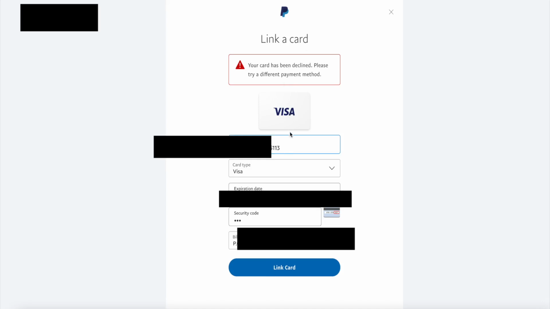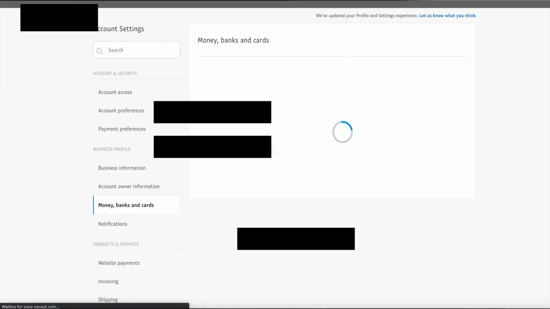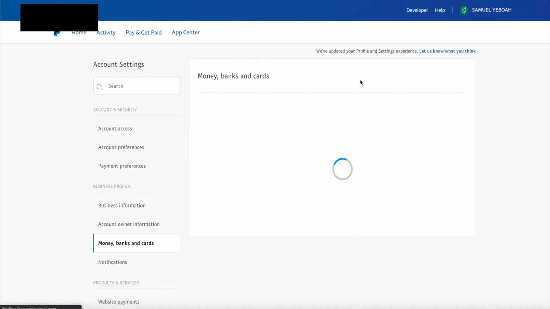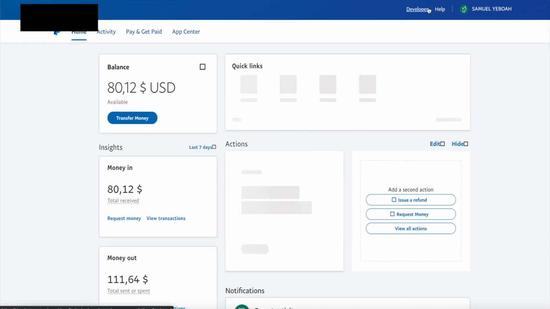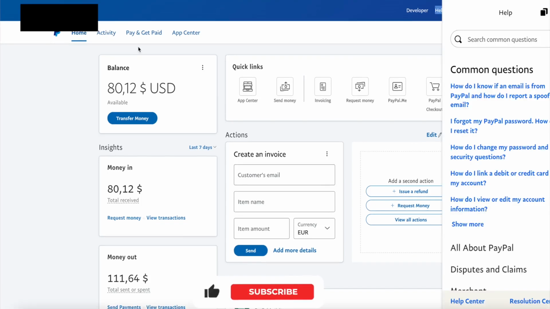I tried to find a solution, checked my credentials and tried linking a second card, but it still did not work. So I closed the tab and went to the home page, then to Help. Home was loading, then Help came up. I looked at the common questions, which include how to link a debit or credit card.